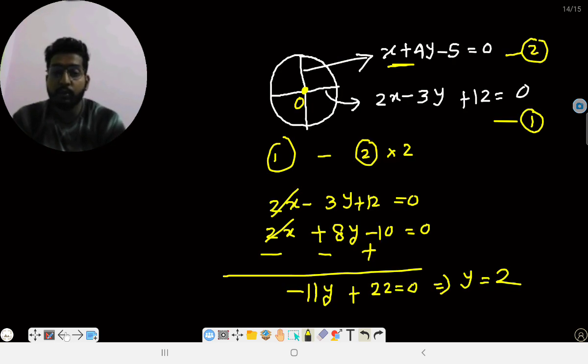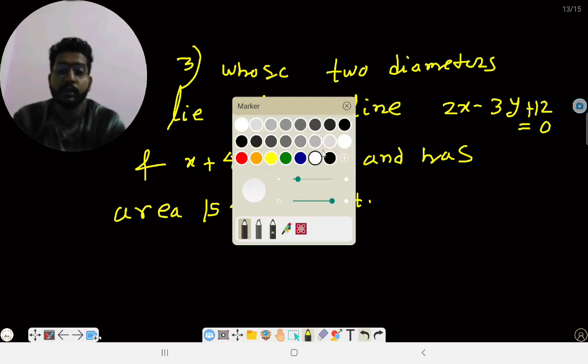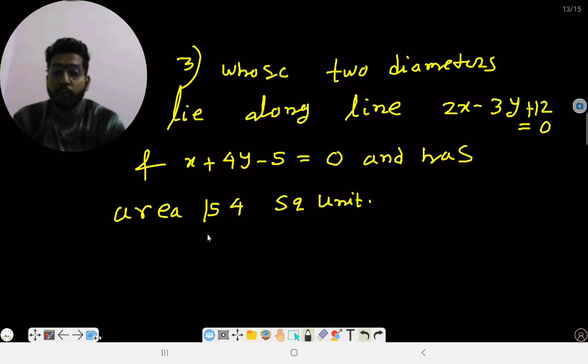Now next we have to find the radius. How to find the radius? One thing given is the area. What is the area here? The area is 154 square unit. Now we know the area of the circle is pi r square.